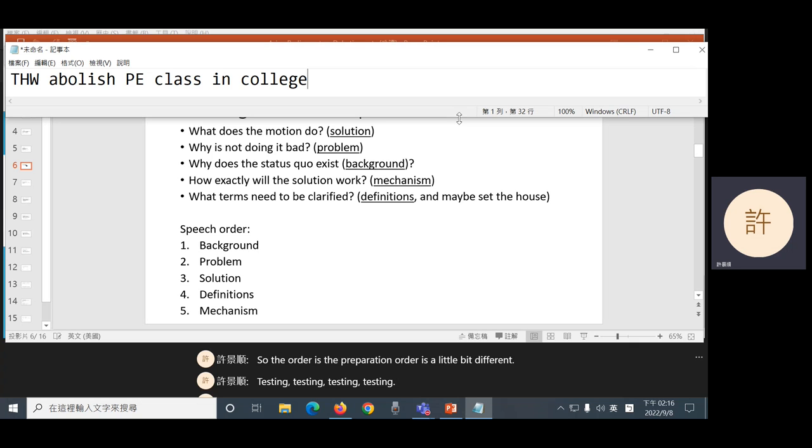Would you like to yield back your last minute? Yeah? Okay. So, rock, paper, scissors, who goes first? Taichen. You guys want to go first? All right, please come to the front.